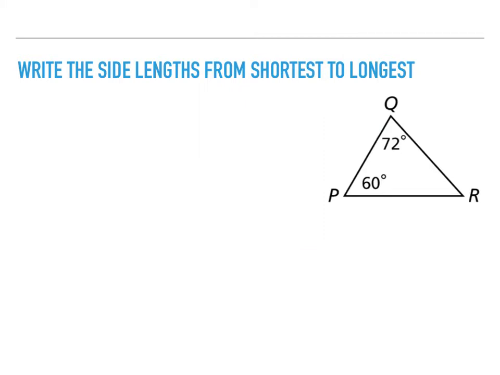Let's do another example. Write the side lengths from shortest to longest. Here it gives us two angles. How do we find the third angle? You add them up and subtract from 180. So what's 60 plus 72? 132. So we would do 180 minus 132, which gives us 48. So this angle would be 48 degrees.